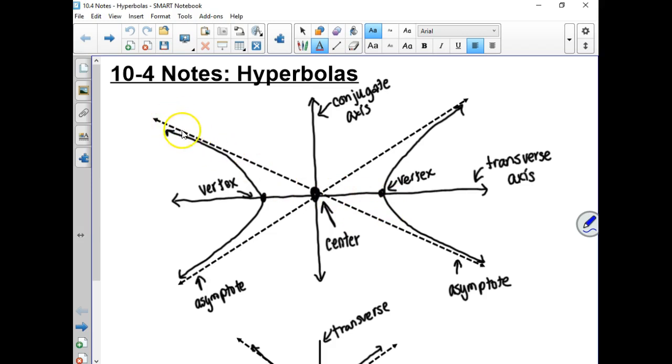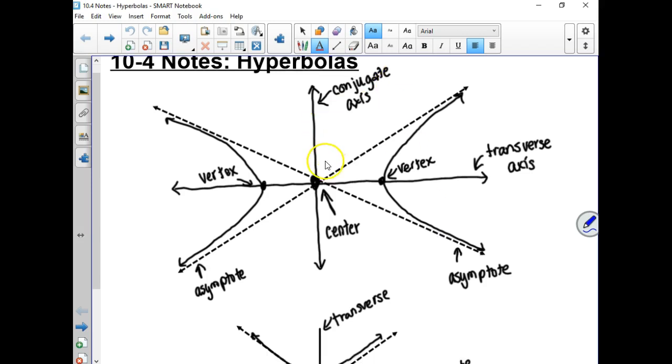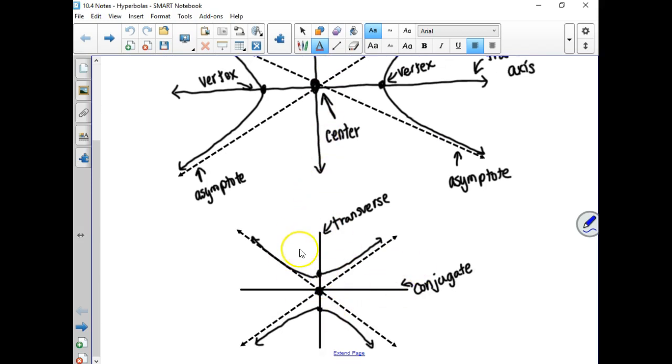We also have these slant asymptotes. So these curves get closer and closer and closer to those lines. That's why when we zoom out, it looks like an X. And of course it can look a lot different if it opens up and down. All of these same things apply, but your transverse and conjugate axis would switch, because the conjugate axis does not touch the two curves. The transverse does touch the two curves.